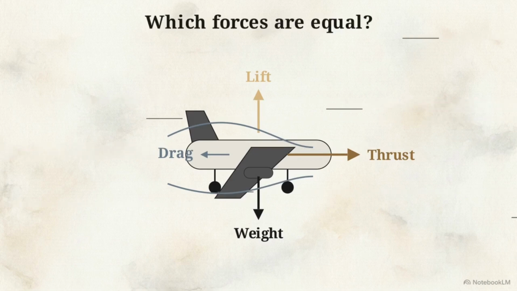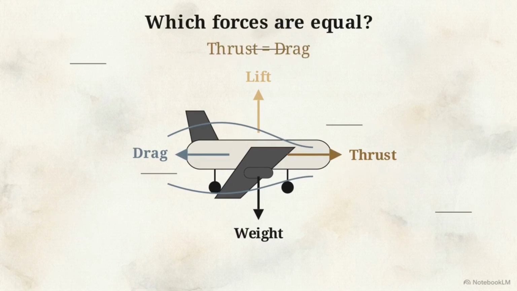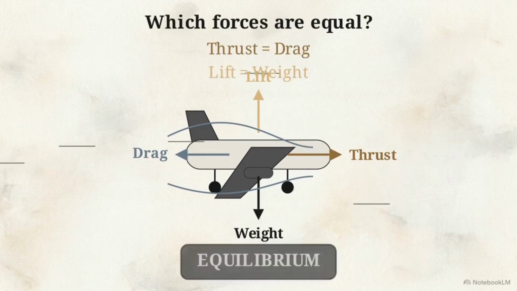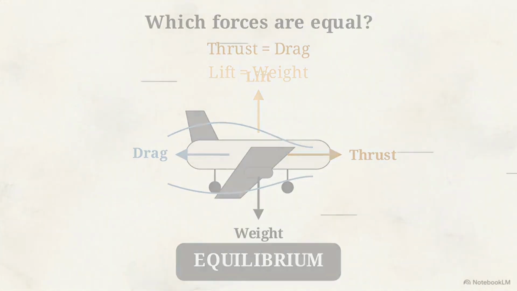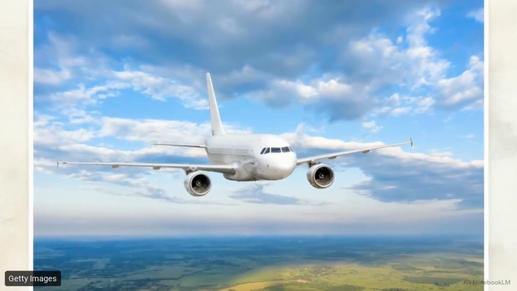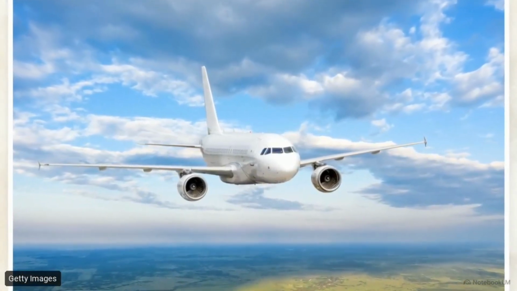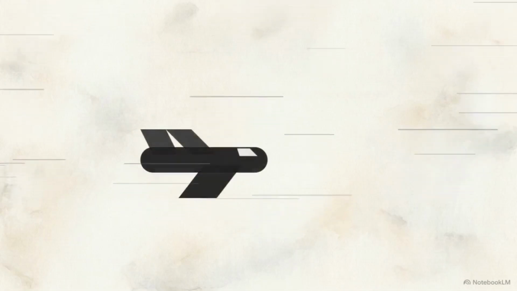Consider a plane cruising at a constant speed and a constant altitude. Which of these forces are equal in that moment? To maintain level flight, thrust exactly matches drag, and lift exactly matches weight. The forces reach a state of equilibrium. When an airplane is cruising, the engines and wings are constantly working to maintain that balance against gravity and air resistance. These are the rules of the sky.